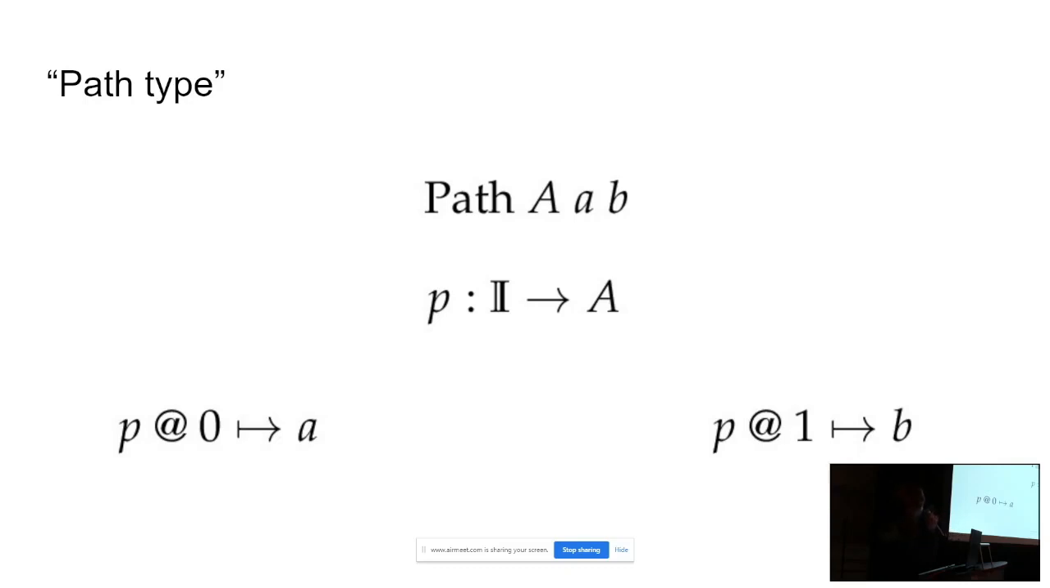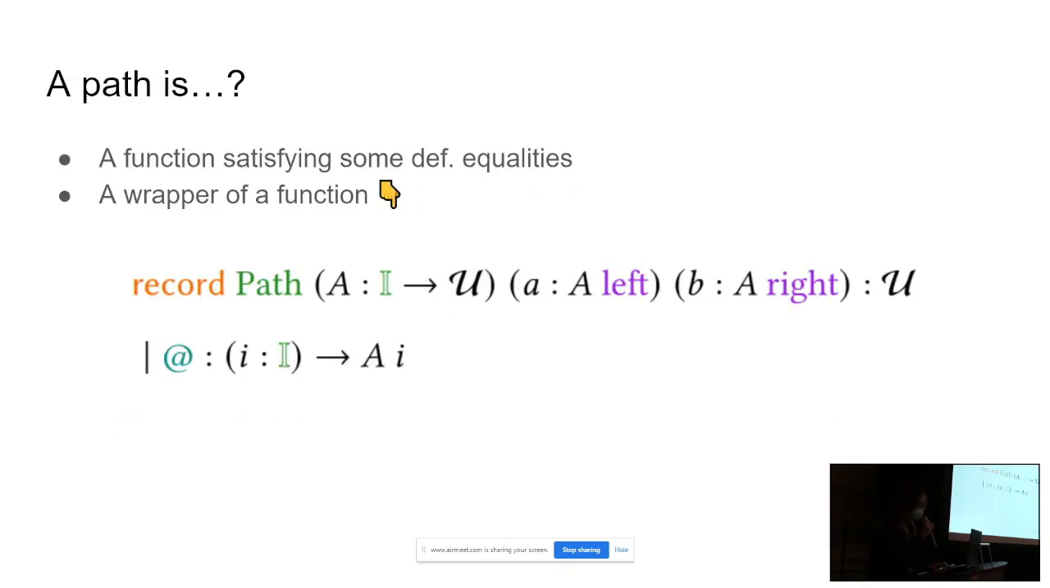And when using an instance of a path type, even if we don't know the instance, it is an abstract parameter, we still can assume these reduction rules and reduce when working with the abstract parameter. So we can view a path in this way. A path is a function satisfying some definitional equality. It is a wrapper of a function. So we can put it into a record.